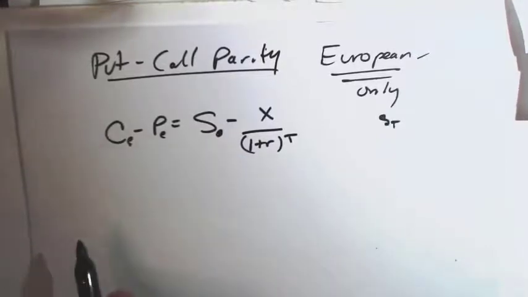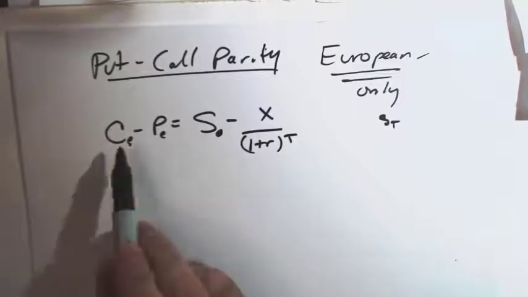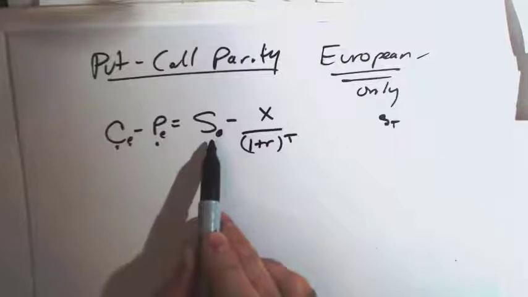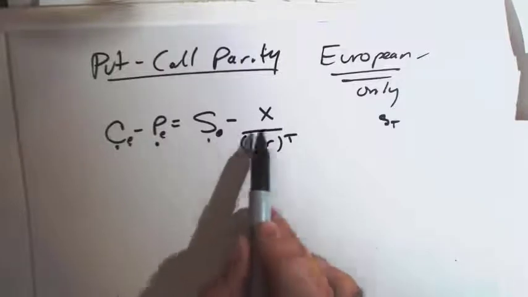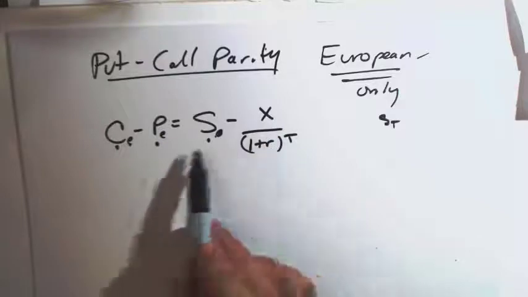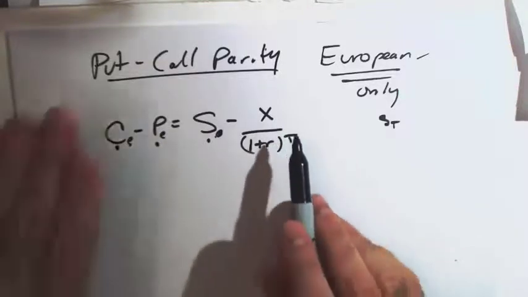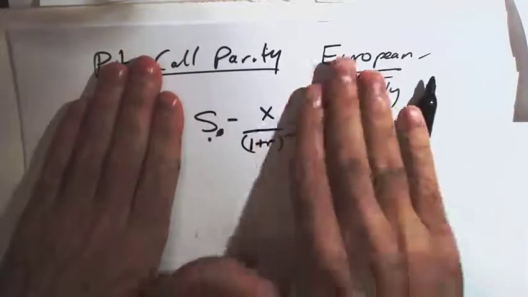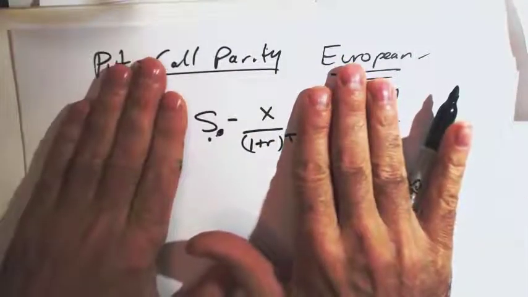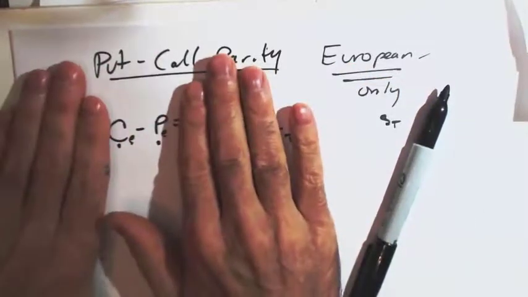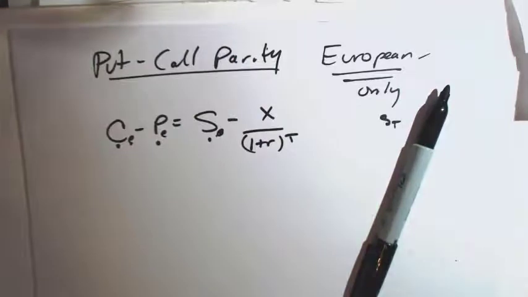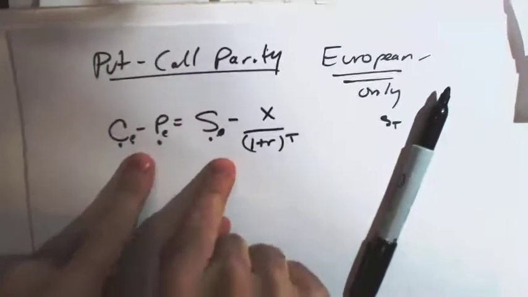So the point of put-call parity is this. The difference between the value of a call and the value of a put equals the difference between the stock price today and the present value of the strike. There's the relationship. You've seen this before. This looks like the payoff to a call, right? And so the difference between these two is equal to the difference between these two option values. And so what I want to do is derive this formula.